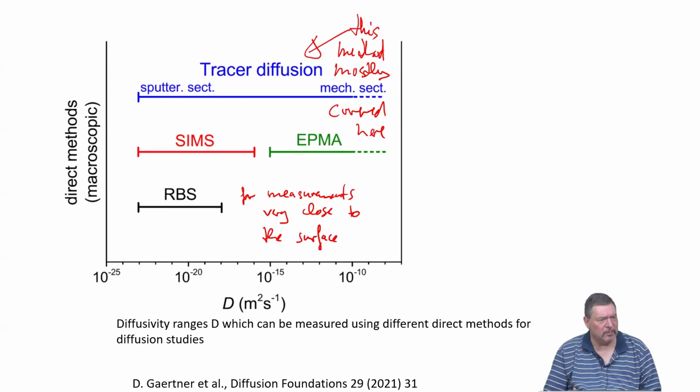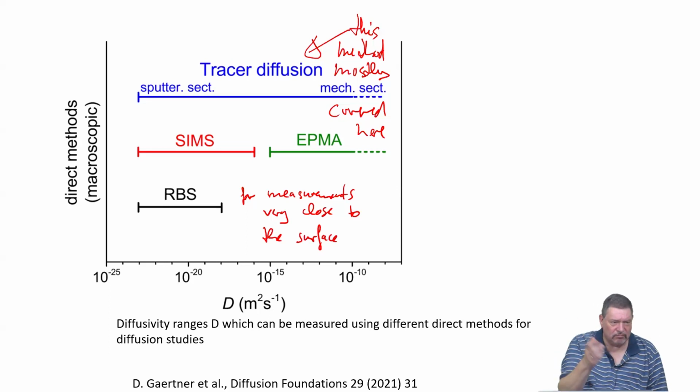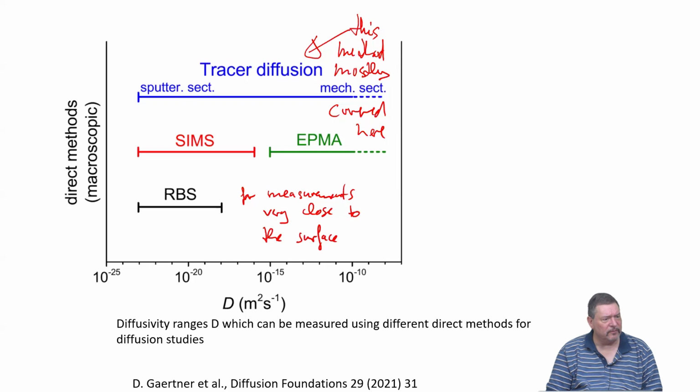So if we have stable tracers, then we can take the sample anywhere and use any method we like in order to investigate it. And then it's also possible to do SIMS and EPMA measurements. This we have to do for some elements where there is no good tracer. What is a good tracer, by the way?